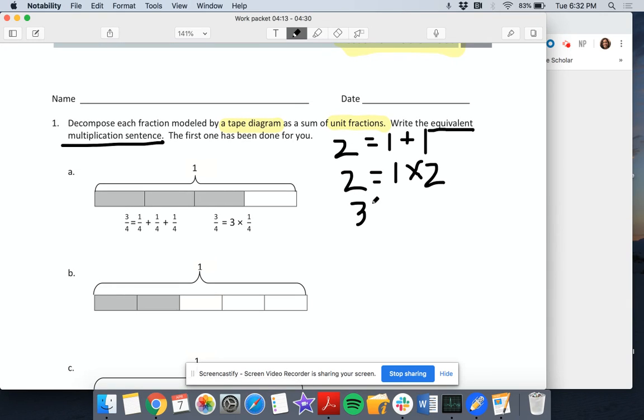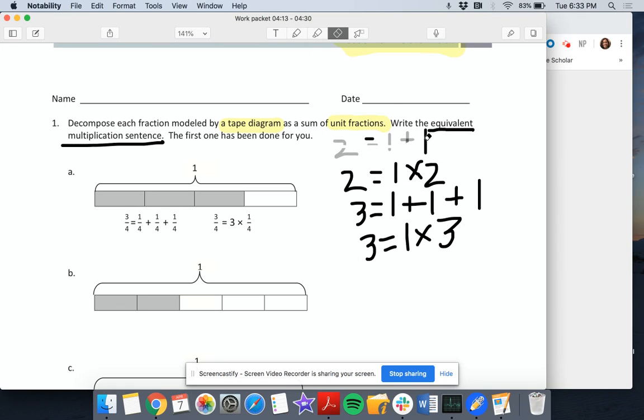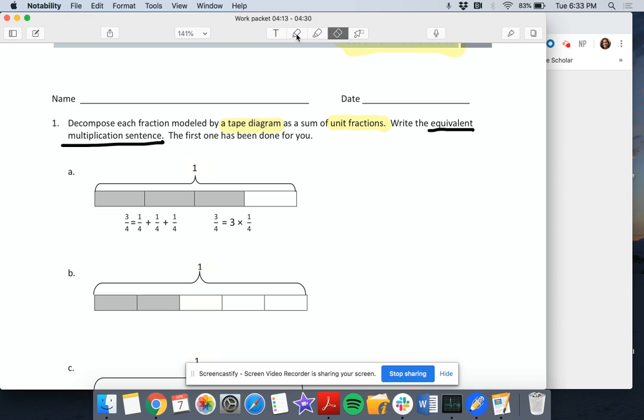Okay, how about 3? We know that 3, written in unit form, would be 1 plus 1 plus 1. But in multiplication form, what is it? 3 could be equal to 1 times 3, right? So let's take this information and try to apply it with fractions today. Okay, so let us do some sample problems and then you all should be good to go.